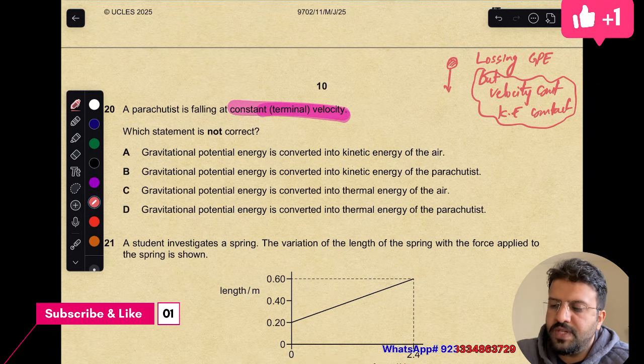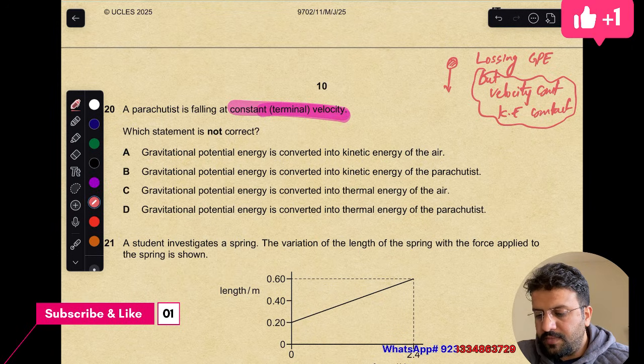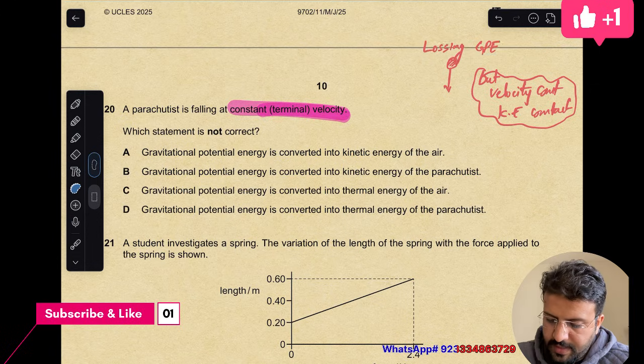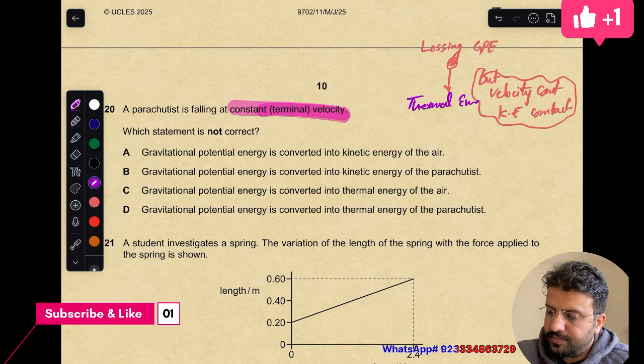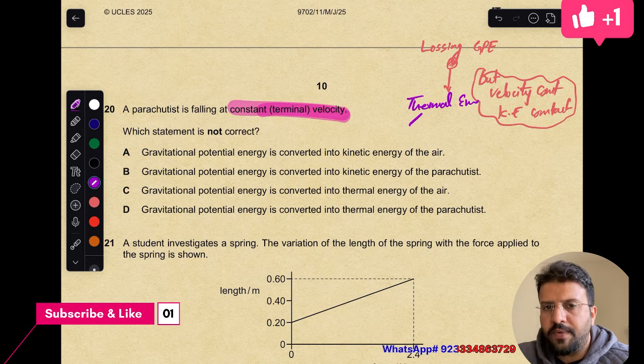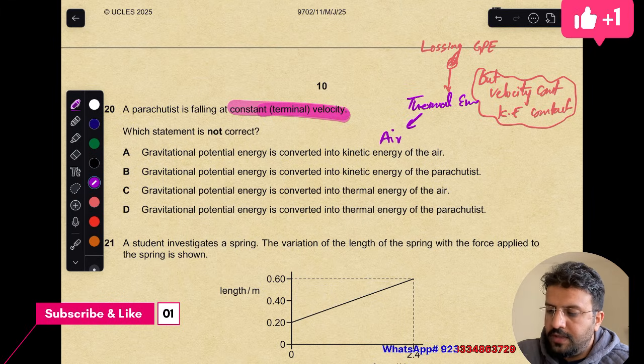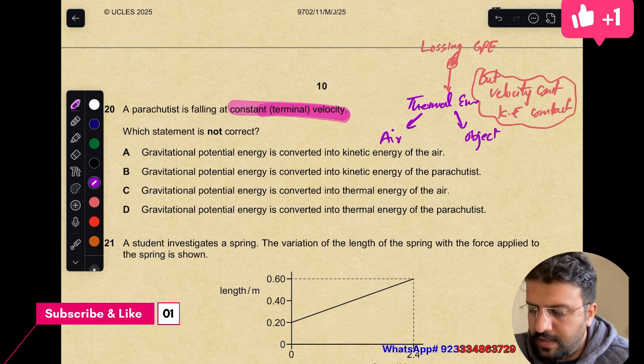So the loss of GP will not change into the kinetic energy. So where will it go? This loss of GPE will turn into the thermal energy. In which form will it be converted? Thermal energy of the air particles, those are colliding, striking with the object, and the object, because the surrounding and the object both will get the heat.